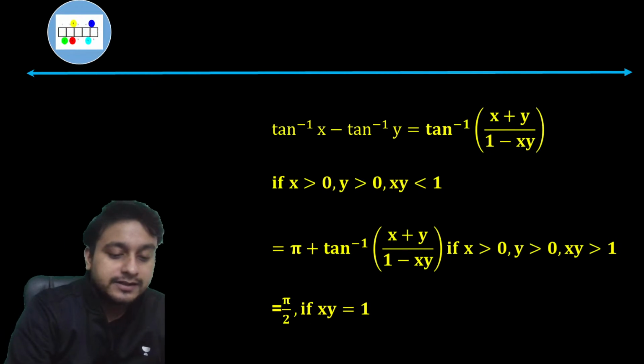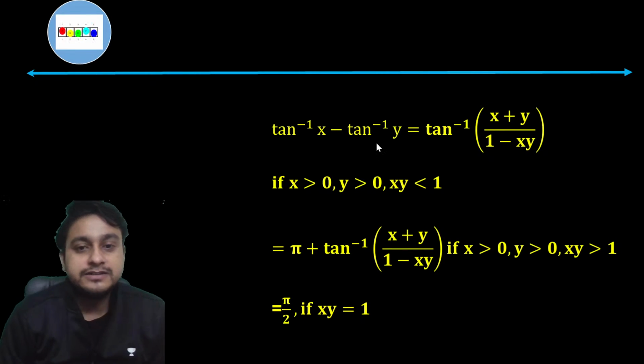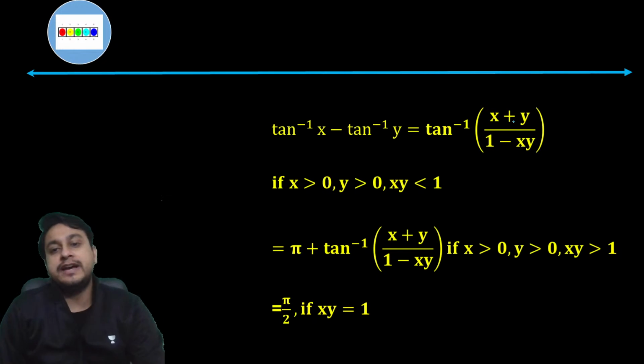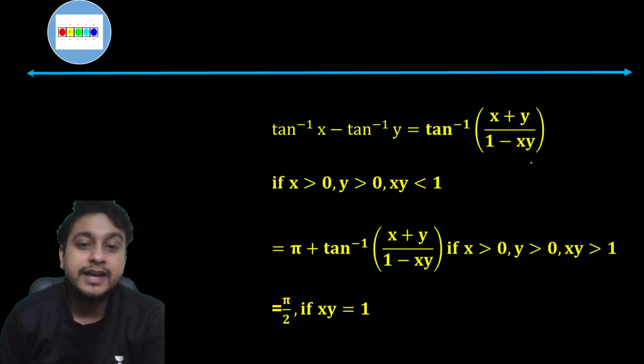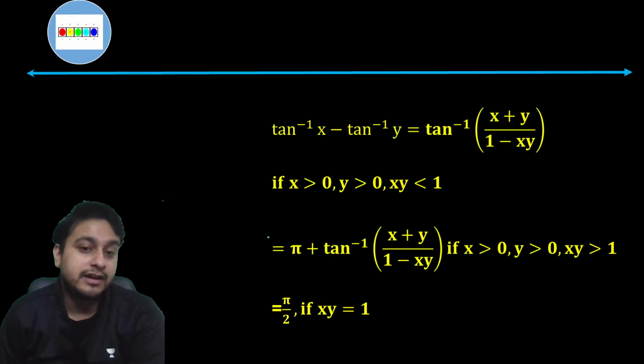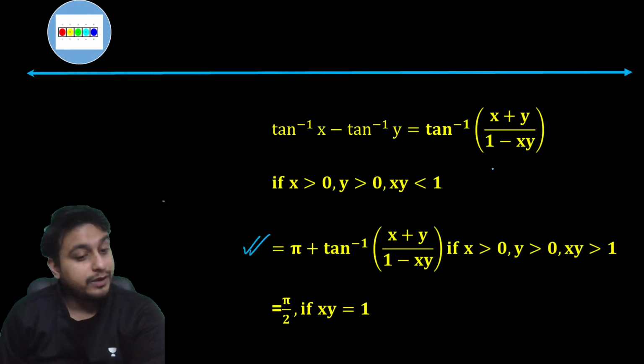So guys, let's see quickly. So guys, tan inverse x minus tan inverse y is x minus y upon 1 plus xy for this condition, and for this condition it is pi plus. I will just ask you to prove this part. This one I'm doing quickly.